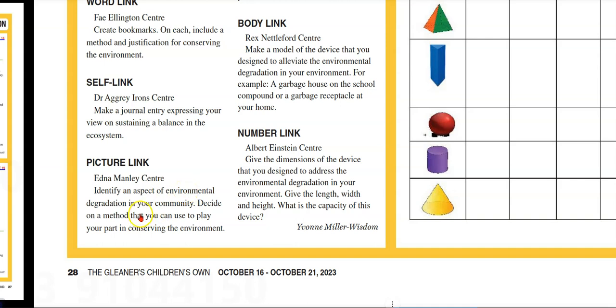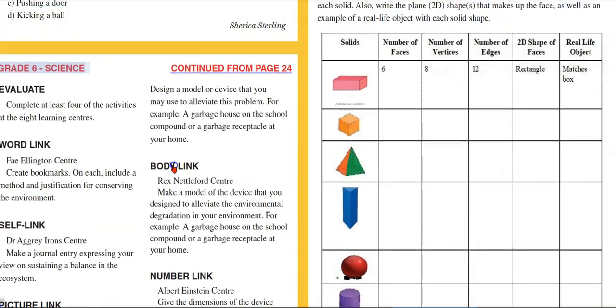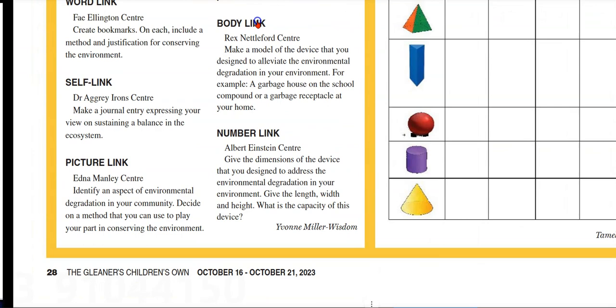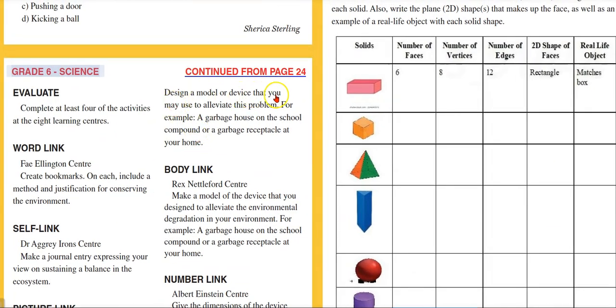environmental degradation in your community, and decide on a method that you can use to play your part in conserving the environment. Design a model or device that you may use to alleviate this problem. For example, a garbage house on the school compound or a garbage receptacle at home.